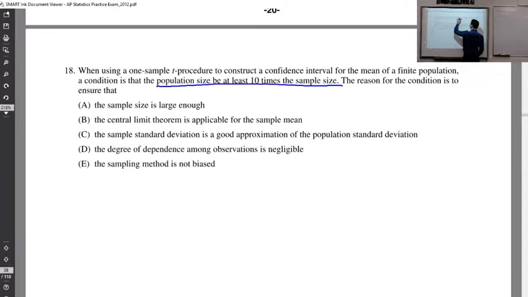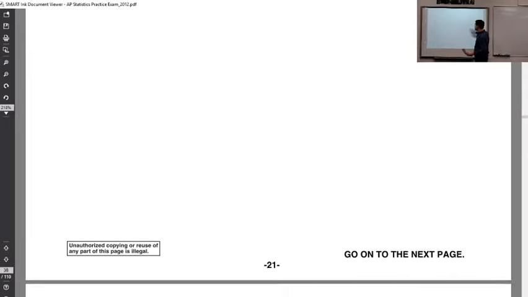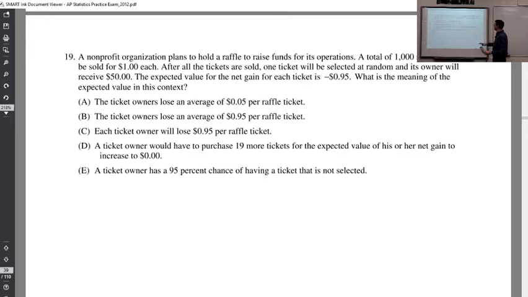Population being at least 10 times the sample size is the independence condition. And another way to say independence is that the degree of dependence is negligible. In other words, it will be close enough to independent that we can assume independence. So identifying that that's the independence condition is the idea there. 19.